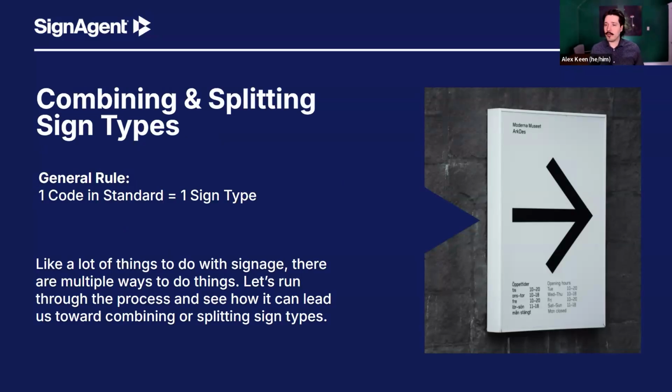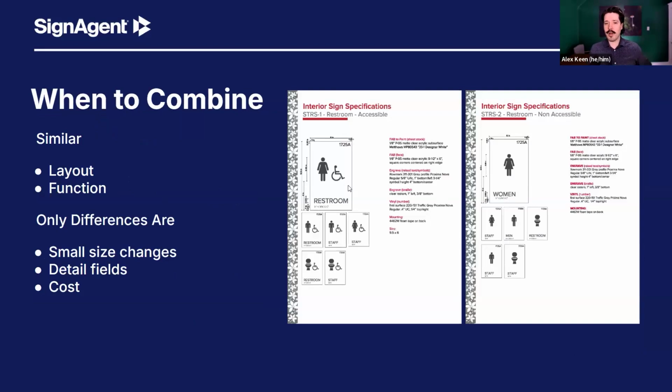However, like with everything in signage, there are a lot of ways to do this. And so what we're going to talk about here is not how you have to do this work. This is things to think about and decisions that you can make depending on what you're looking for. So we'll start with when we want to combine signs. We may have two different sign types in the standard. However, if they have similar layout and similar function, they may be a candidate to combine into one sign type in the system.